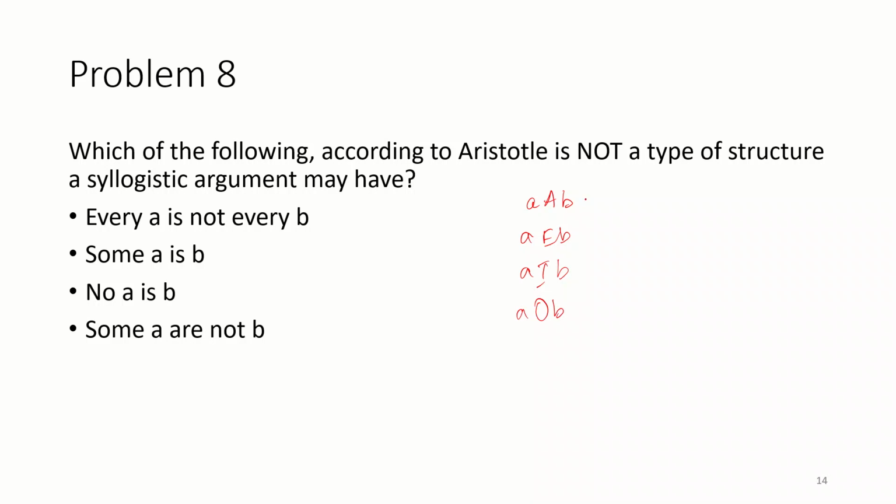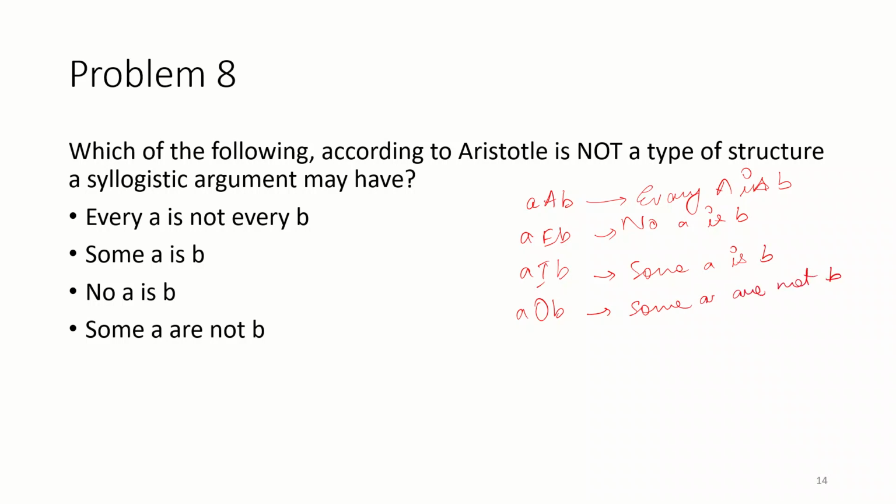So yeah, it came from here. Every A is B. Then we have no A is B. Some A is B. Some A is not B. So essentially, this one should be the answer.